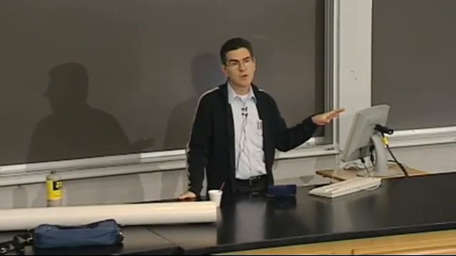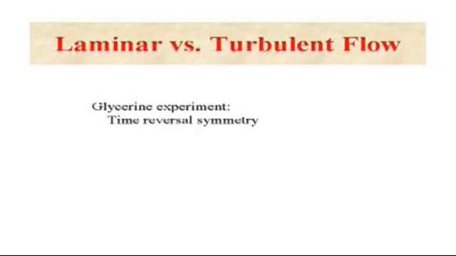In order to make sure that this flow was very laminar, we had to use glycerin. This would not work with water because water is not viscous enough. Glycerin is nice and thick and syrupy, very viscous, very slow flowing. Why do you want it to be viscous? Because you don't want turbulent eddies to appear. When you have turbulent eddies, the system is no longer time reversal symmetric. What does that mean?